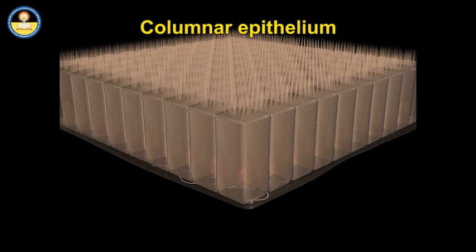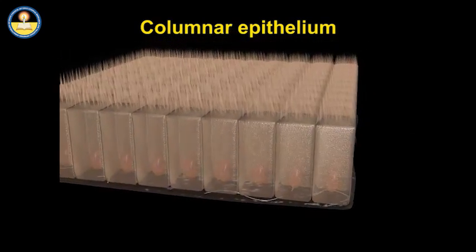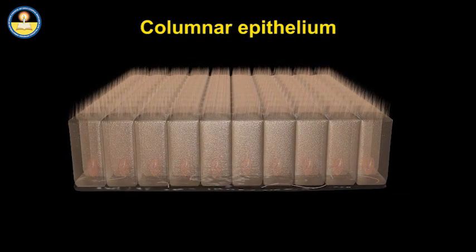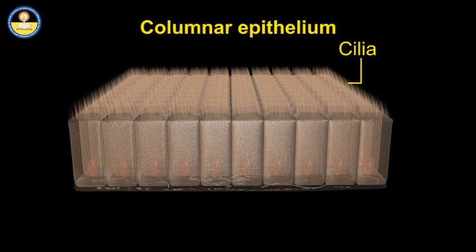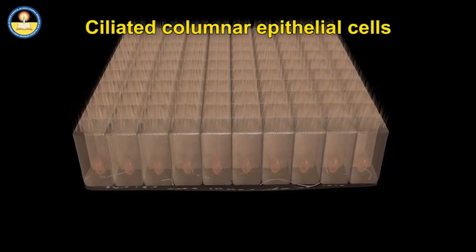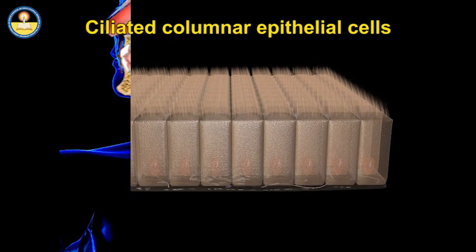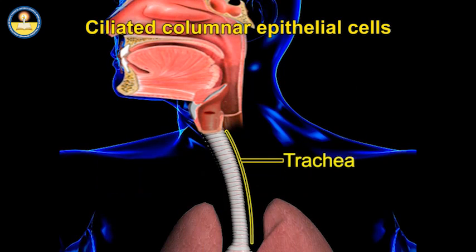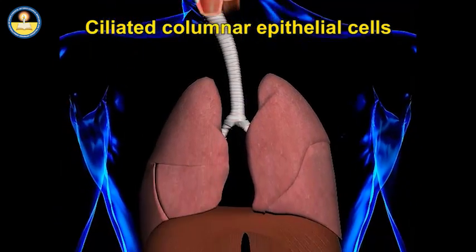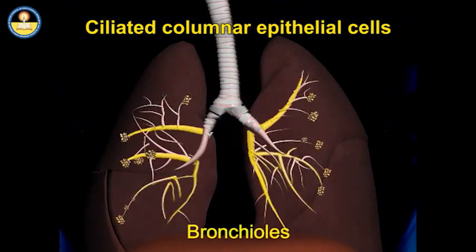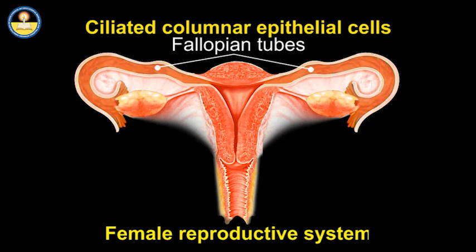There are certain organs in our body where columnar epithelium is lined by very fine cilia and thus known as ciliated columnar epithelial cells. They are found mainly in the tracheal and bronchial regions of the pulmonary system and also in the fallopian tubes of the female reproductive system.